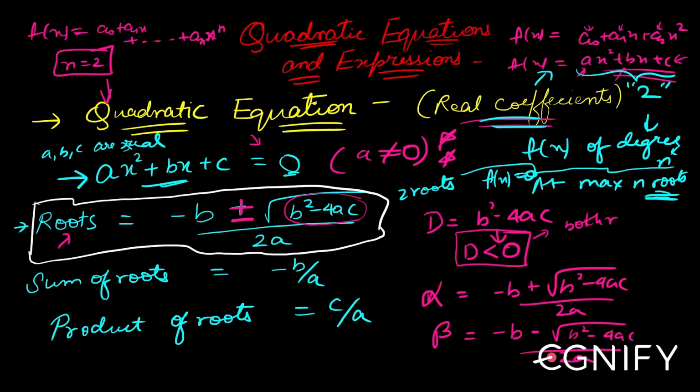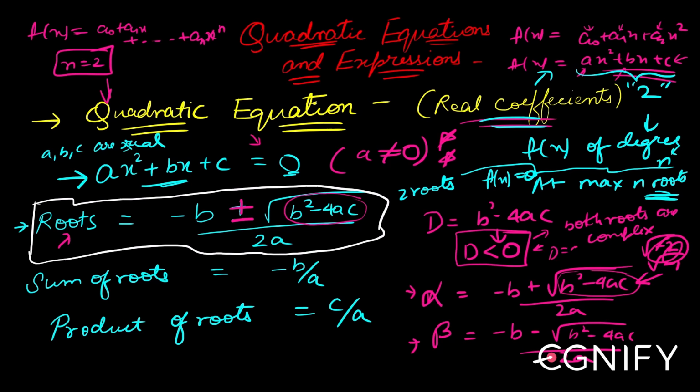Both roots are complex. Why am I calling them complex? Because this under root part will be negative, right? So you'll have something like a root minus 2 or a root minus 1, right? Because the quantity inside the square root will be negative if your discriminant is less than 0. That means you'll have alpha as your complex root and beta also as your complex root.